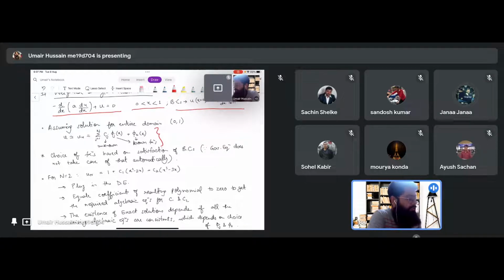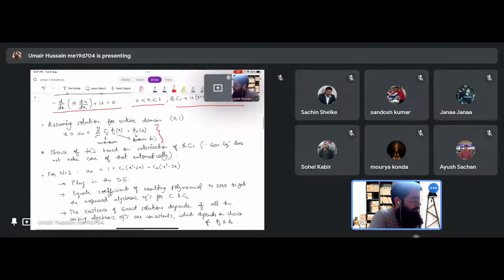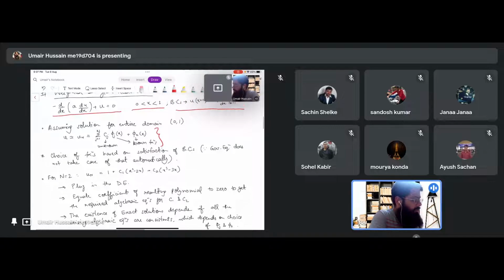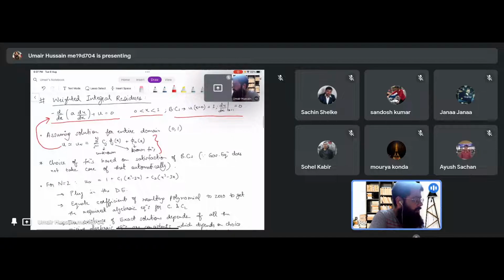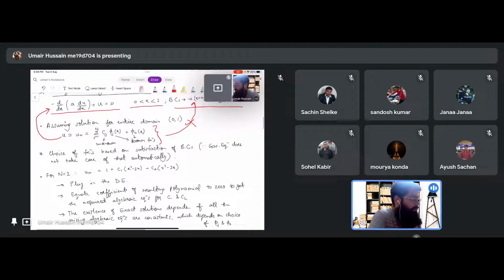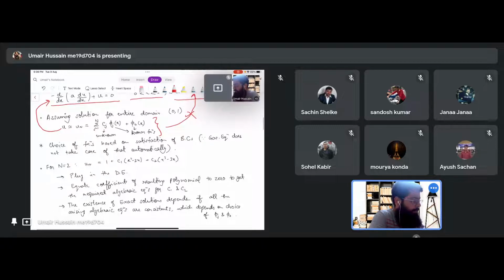One thing to be noted in the choice of these functions is that the functions should be chosen in such a way that the boundary condition is satisfied. The boundary condition is not automatically incorporated in the differential equation. If a solution satisfies this differential equation, it doesn't mean it automatically satisfies the boundary condition as well. It is not necessary. So the choice of these functions should be such that the boundary condition is automatically satisfied.